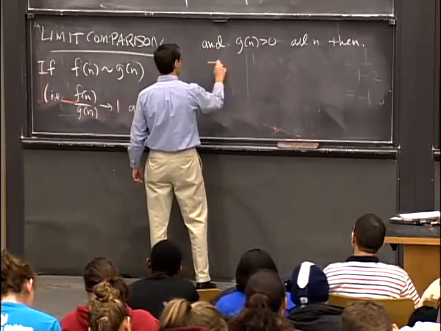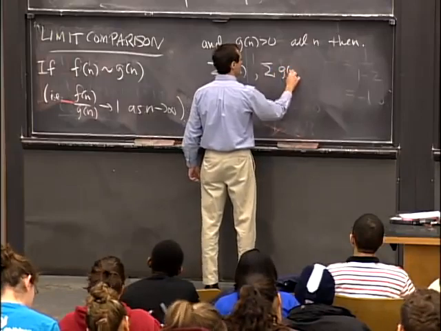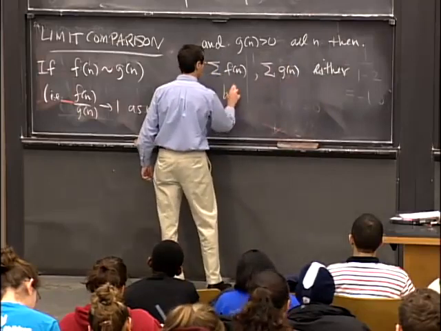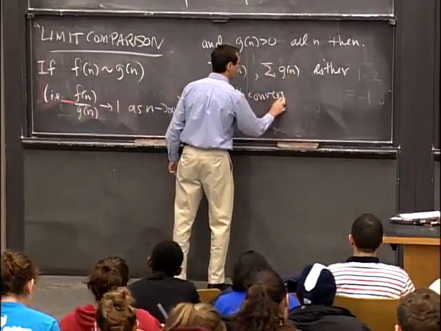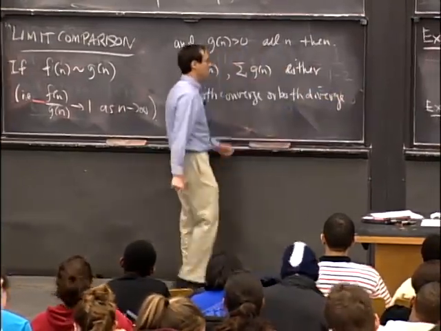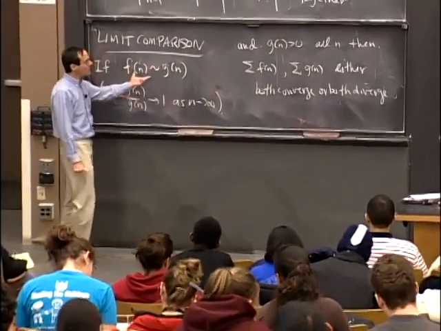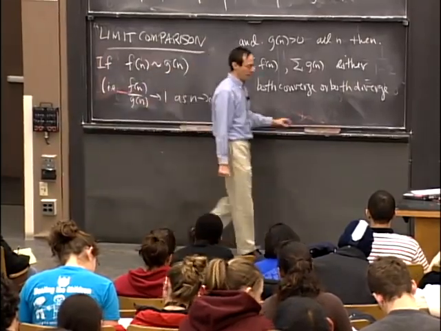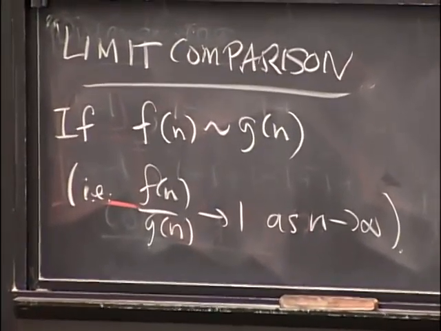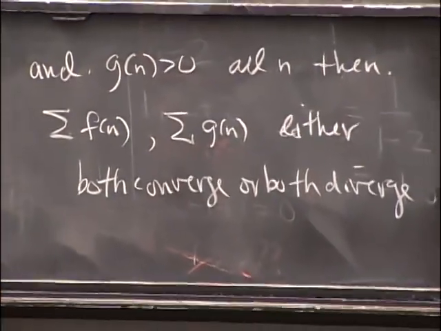Then sum f n and sum g n, same thing as above, either both converge or both diverge. This is just saying that if they behave the same way in the tail, which is all we really care about, then they have similar behavior, similar convergence properties. And let me give you a couple examples.